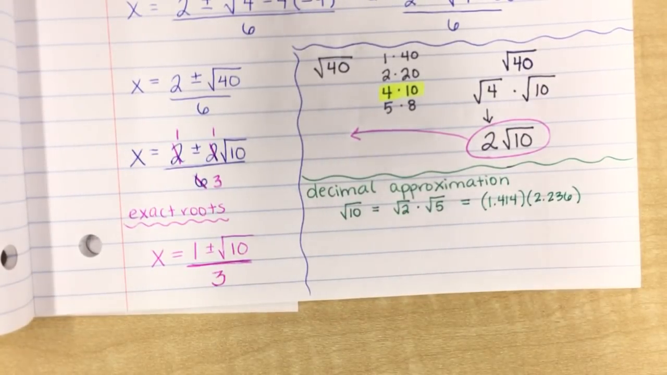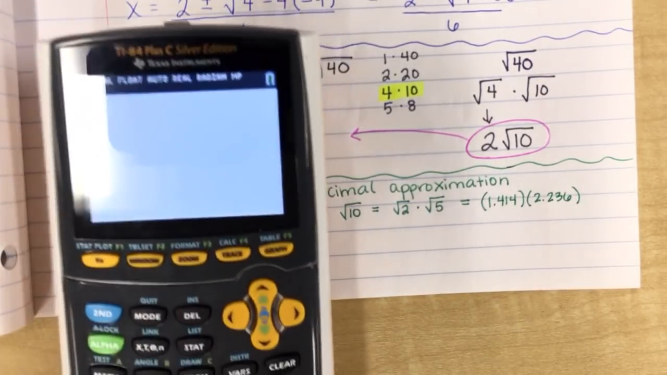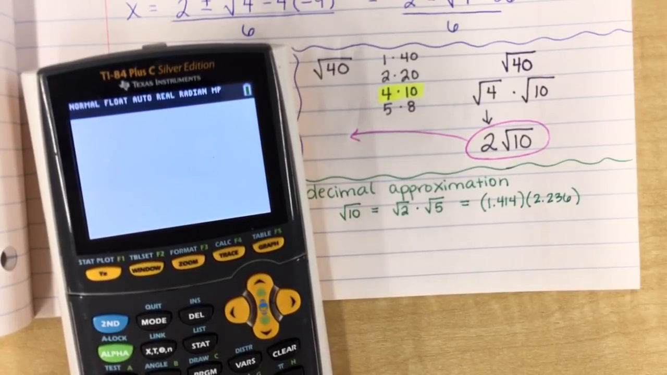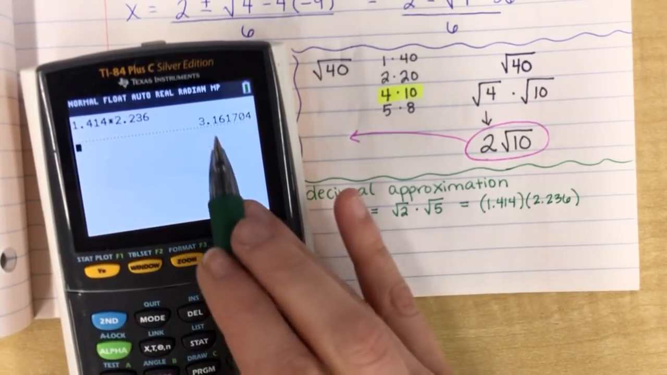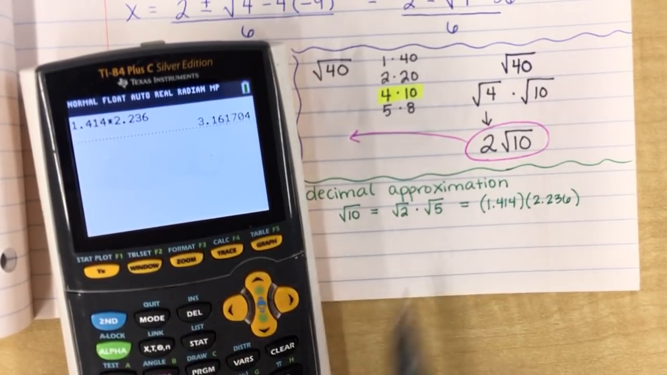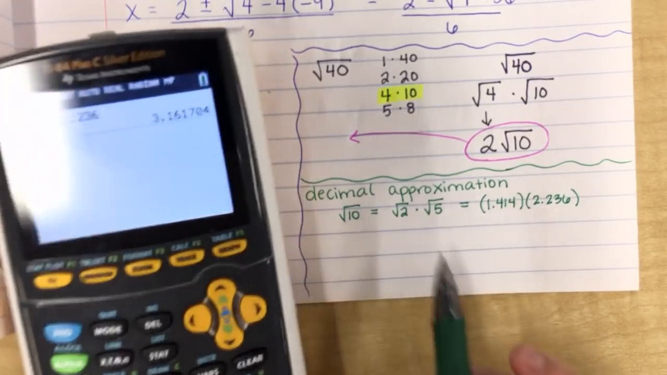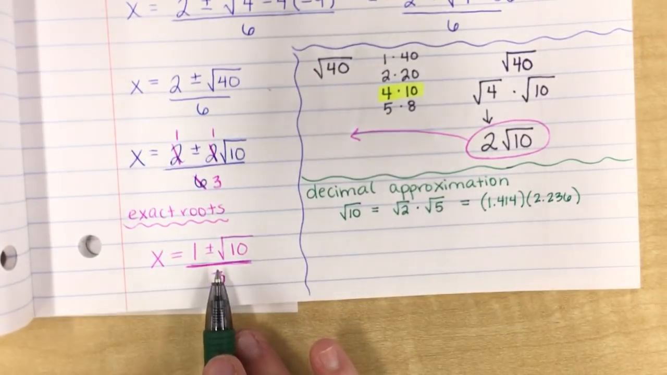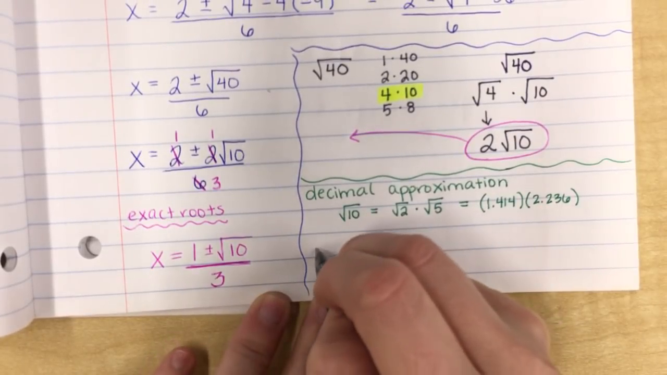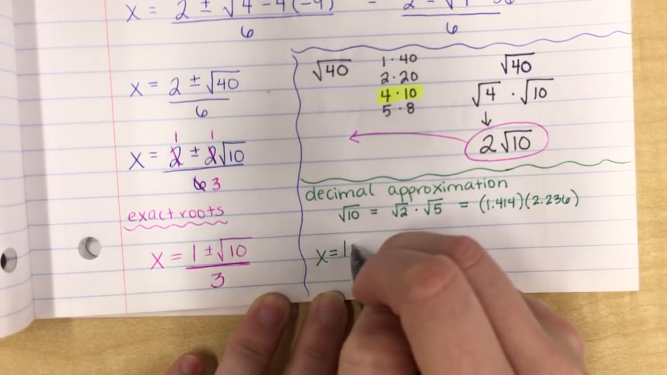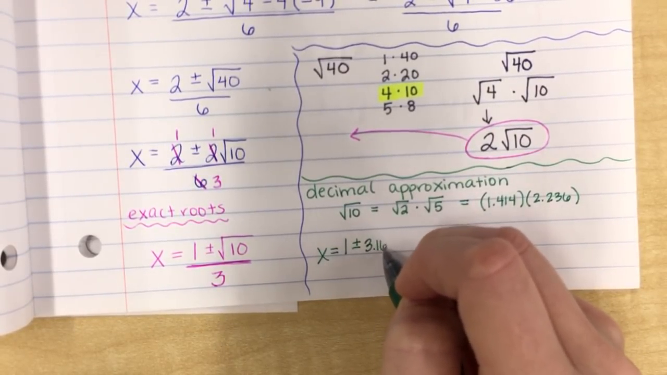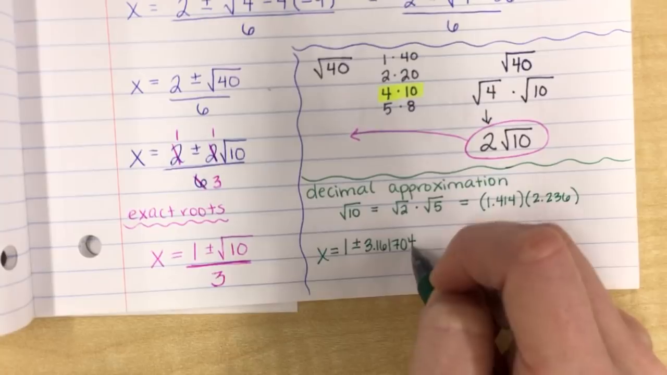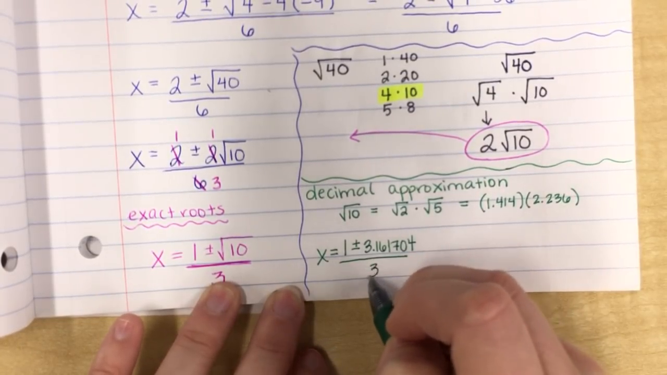We could also utilize our graphing calculator, or just a regular old calculator is really all we need. We would take that 1.414, multiply it by 2.236, and we would end up with this value for the square root of 10. So now we actually could find the decimal approximation. We would say x equals 1 plus or minus this decimal, 3.161704, all divided by 3.